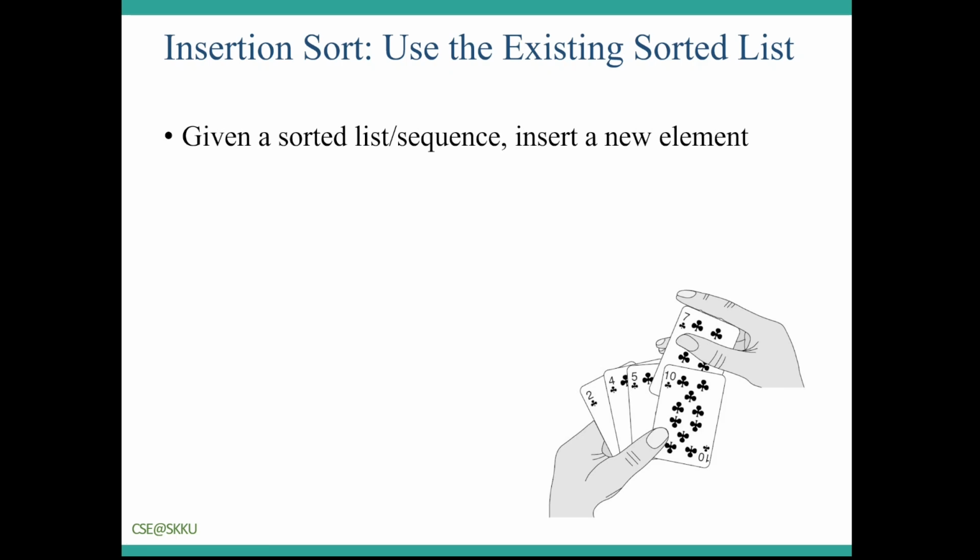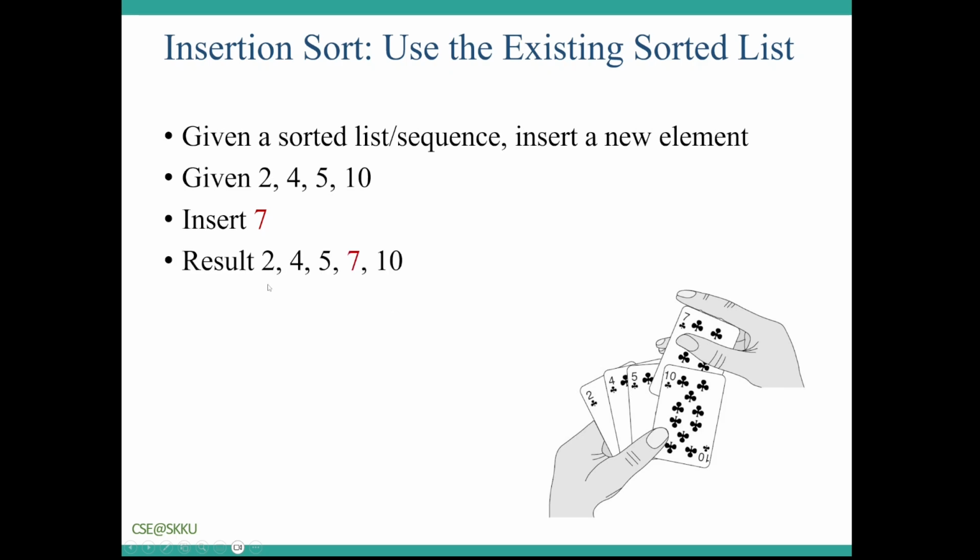Basically, given a sorted list, we want to insert a new element. As I already explained, given 2, 4, 5, and 10, when you want to insert the new element 7, in this case, 7 should be located between 5 and 10. So the resulting sorted list should become 2, 4, 5, 7, and 10. This is the basic procedure of insertion sort.